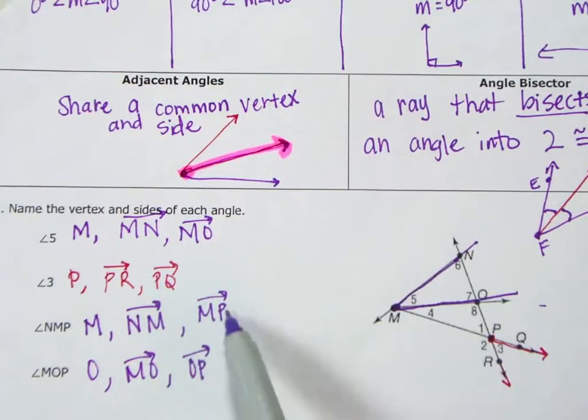All right, check your answers. That is the vertex and the sides of the two angles that you should have done on your own.